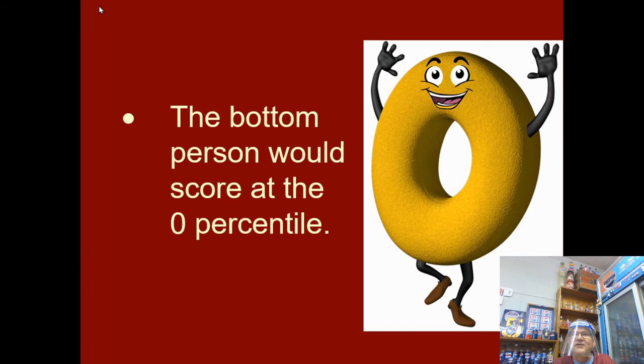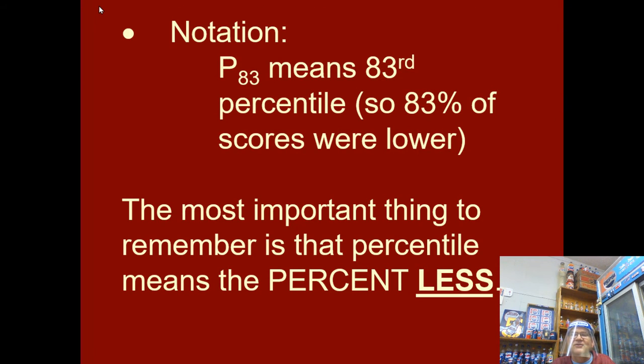If you are absolutely at the bottom, you would be at the 0 percentile. I can honestly say I've never seen a Garrigan student that got that, and let's keep it that way. But that would mean you're dead on 0. And again, the key thing is you always are talking about the percent that is less.